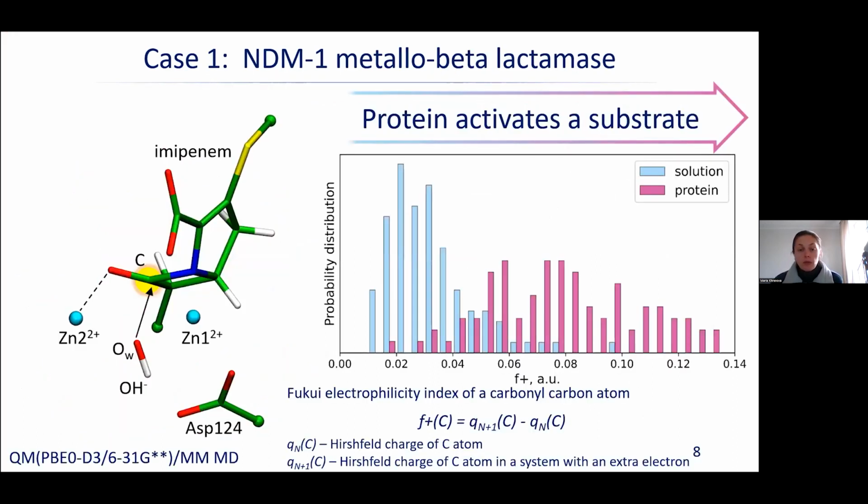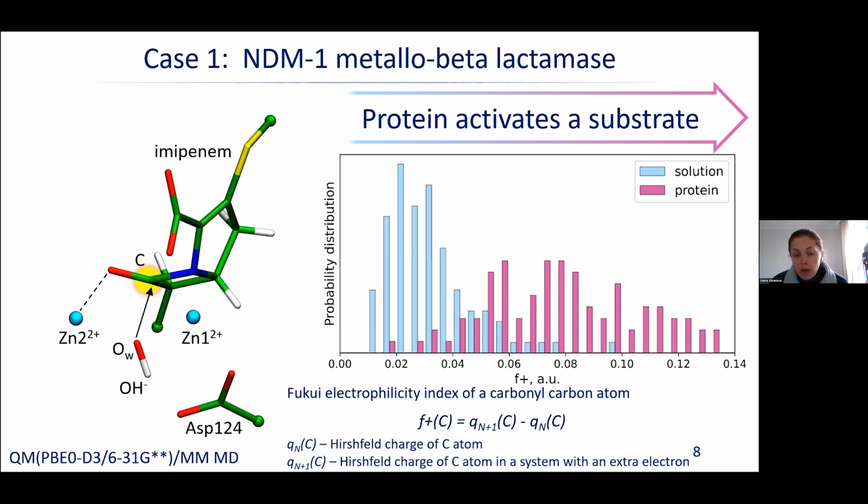We wanted to demonstrate what happens with the substrate, this imipenem compound, upon binding to the active site of the enzyme. We compared the QM/MM MD trajectories of the imipenem in water solution and in protein. Here in protein, the carbonyl group is coordinated by a zinc cation, and of course, this cation should somehow polarize the carbonyl group. So we can observe it from the distributions of the Fukui electrophilicity indexes that are calculated as shown here.